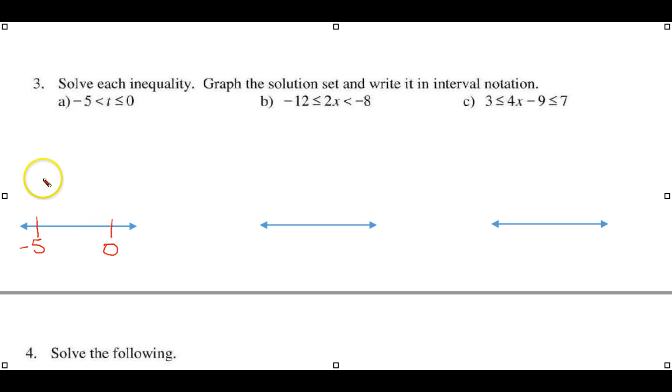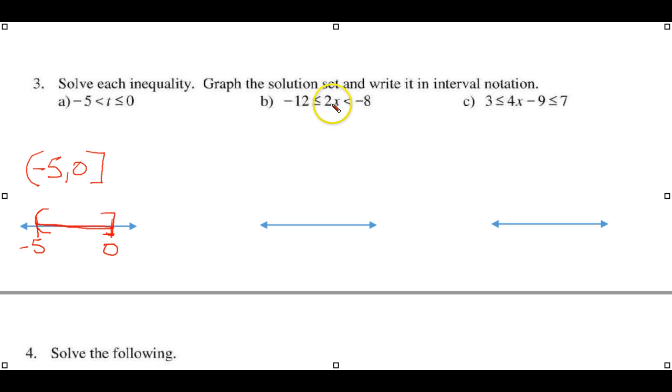So what's this symbol? Well, a parenthesis. And what's this symbol? A bracket. And we darken it in between. Now, how would you put that in interval notation? Well, right from the graph. -5, comma 0, bracket.